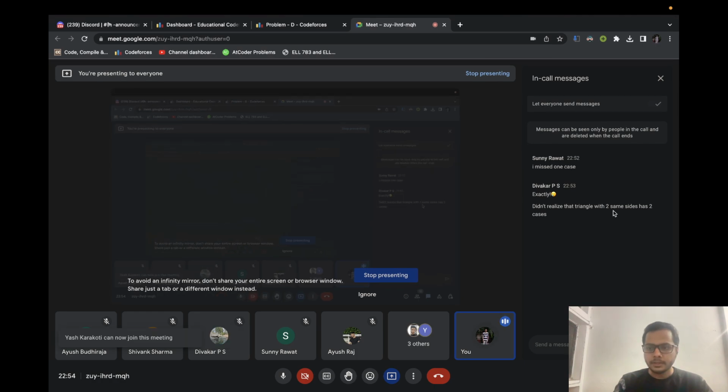So you didn't realize that a triangle with two same sides has two cases. Yeah. So even I was missing that out when I was trying it during the contest. So yeah, that's kind of a tricky case here.